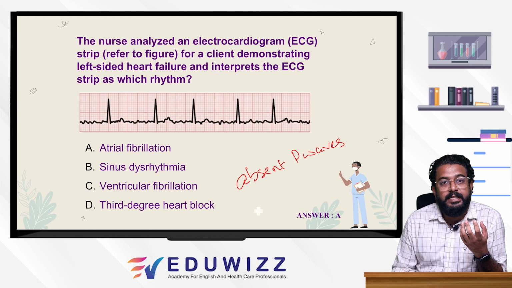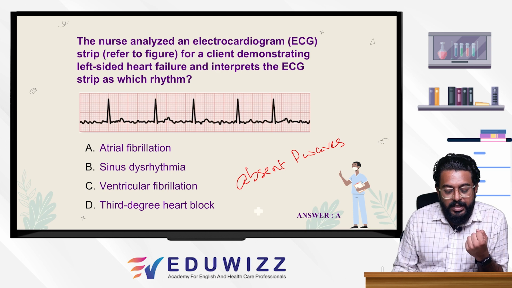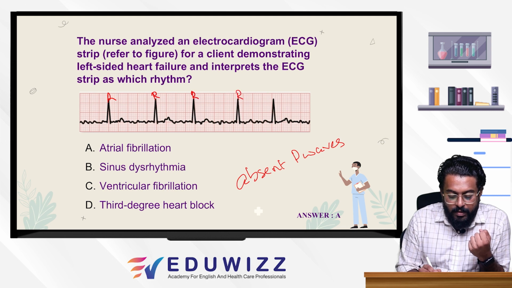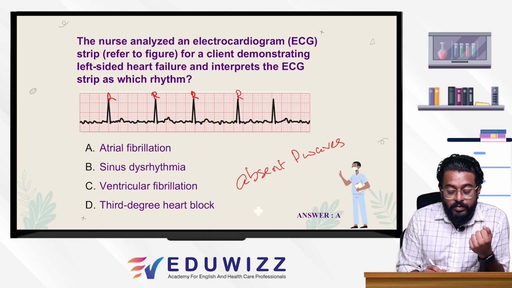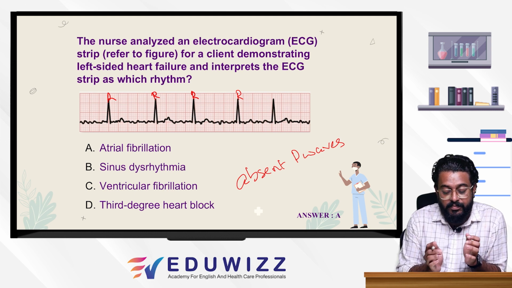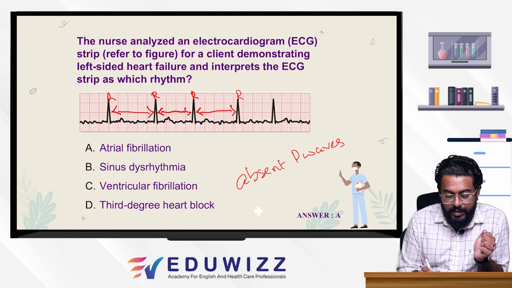And second, because the atrium is not contracting properly, it will affect the heart rate. And how do we assess the heart rate? By seeing the RR interval. This is the RR interval, and we will count the boxes in between. We will study ECG in detail later. So if you look at the boxes, just look at the width of the RR interval. For every RR interval, the width becomes different.